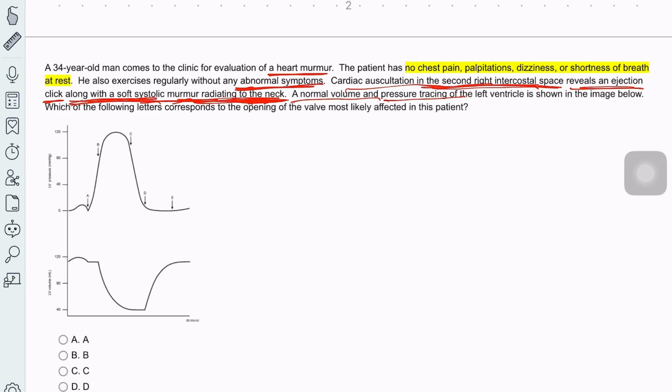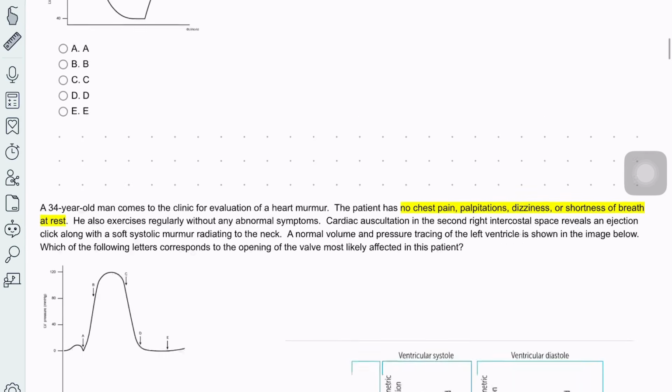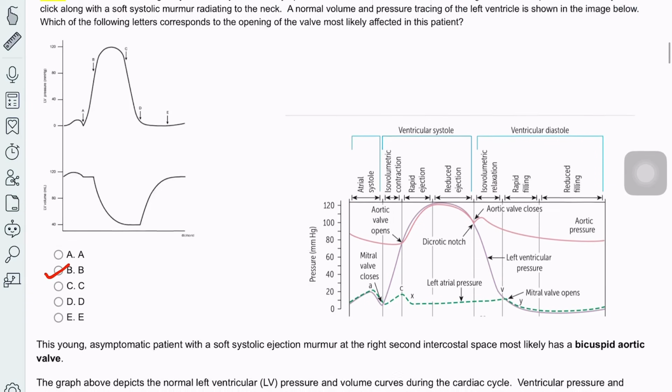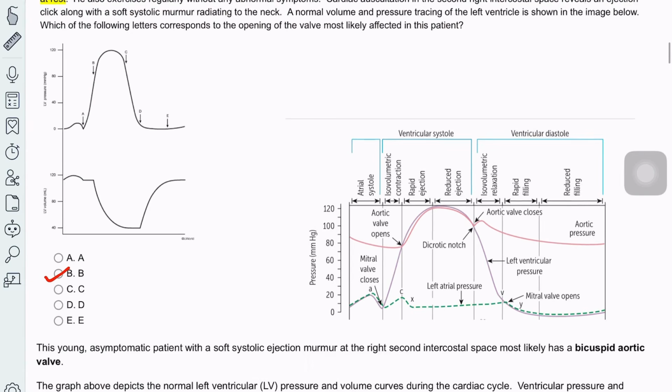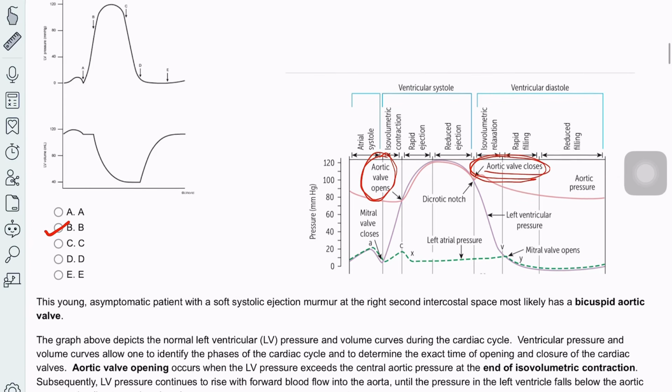A normal volume and pressure tracing of the ventricle is shown in the image below. Which of the following letters corresponds to the opening of the valve most likely affected in this patient? Let's look at the answer. The answer is B. So look at this graph. This graph in the question represents the normal ventricular pressure. So at point B, the aortic valve opens, and at point C, the aortic valve closes. So the answer is B.